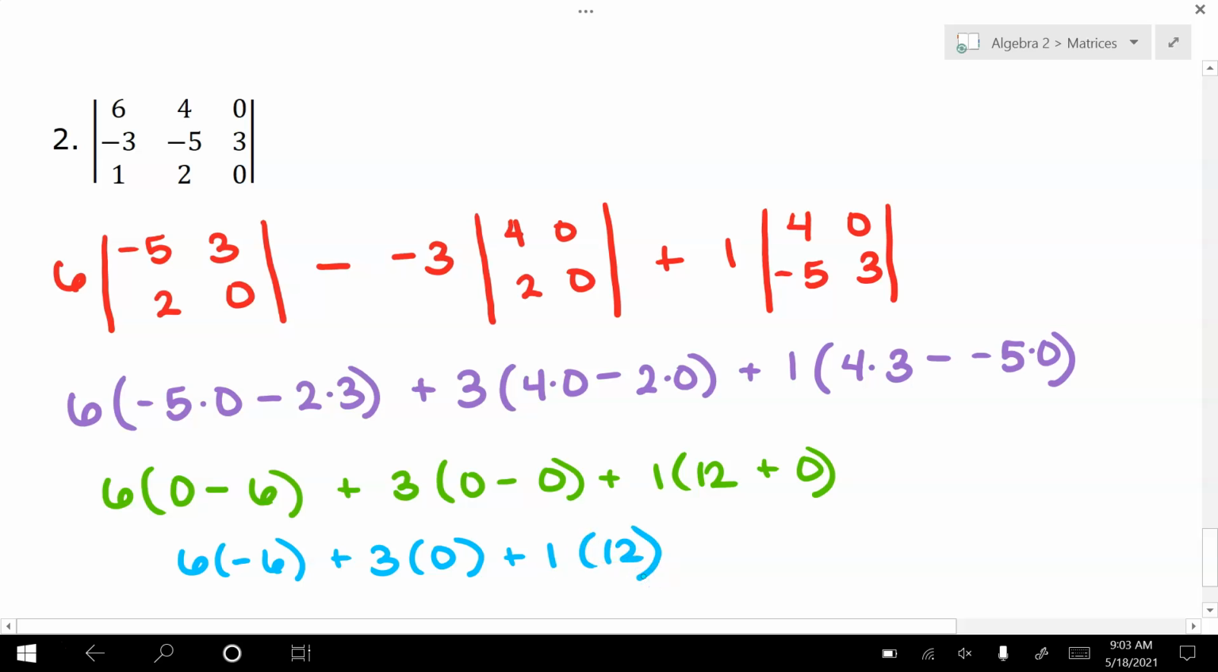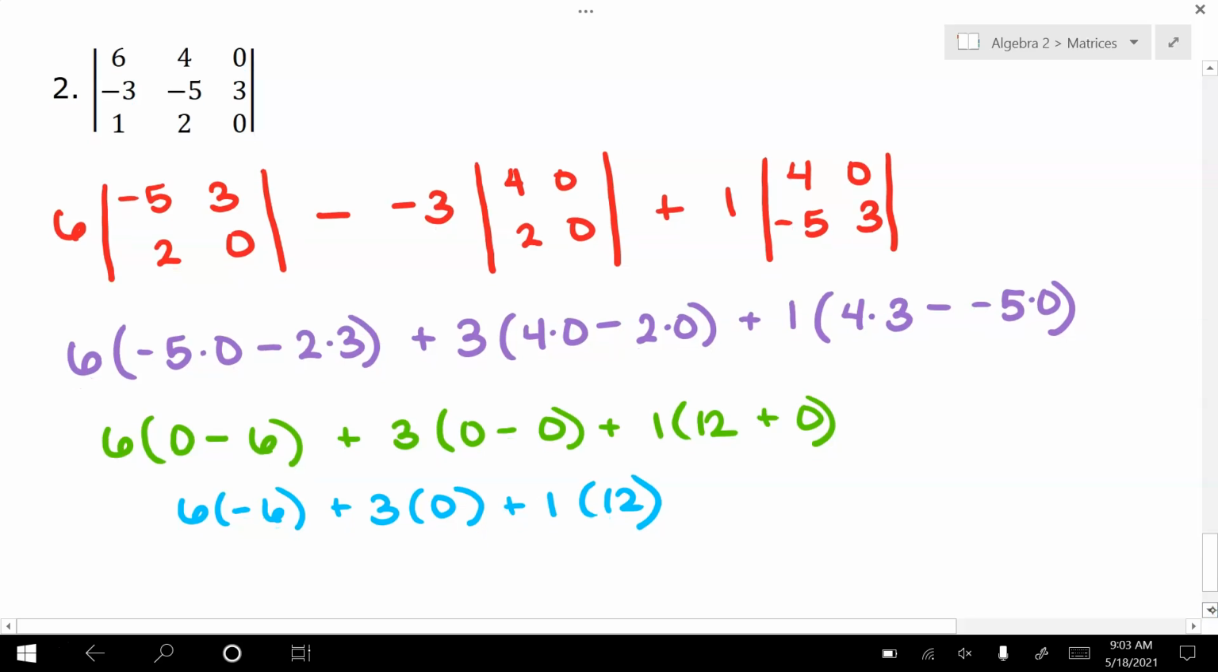Okay, so I'm writing mine out here. At the very end, I got negative 36 plus 0 plus 12, which does come out to be that negative 24 like we found on the previous page.